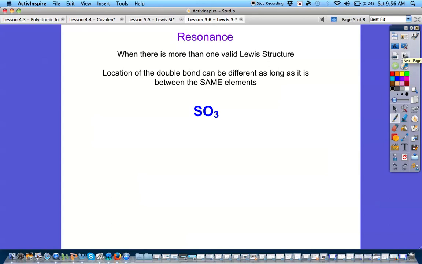So resonance is when there's more than one valid Lewis structure. The location of the double bond can be different as long as it is between the same elements. So we're going to start out everything the same way. We have 1 sulfur. Sulfur has 6 valence electrons. We have 3 oxygen. Oxygen has 6 valence electrons. And so that is going to give us a total of 24 electrons.